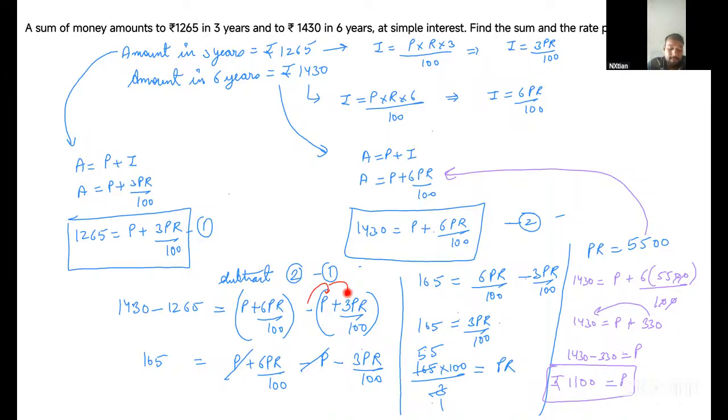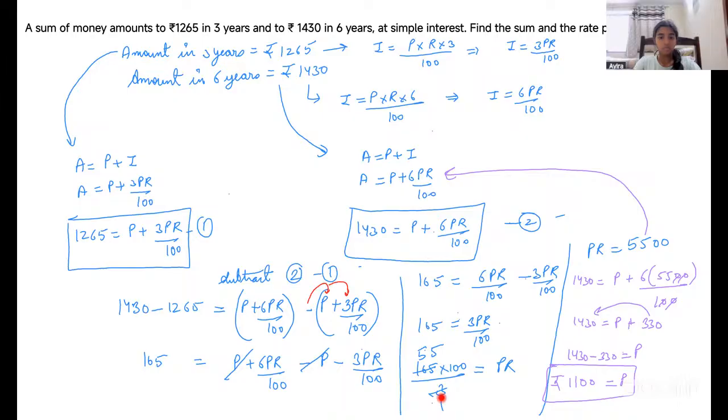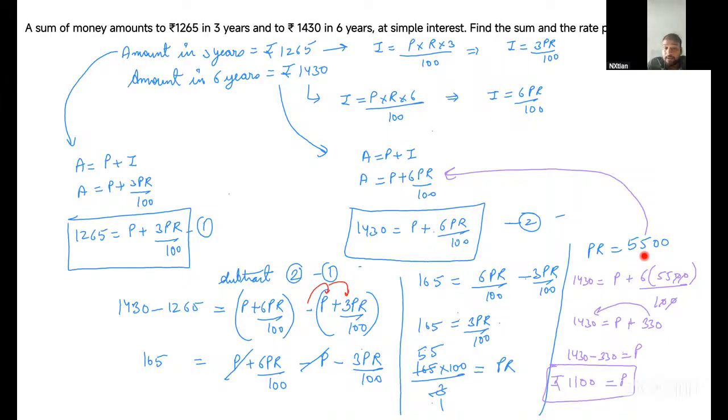So this plus P and minus P will become 0, and 6PR upon 100 minus 3PR upon 100 will become 3PR upon 100. Now 165 is equal to 3PR upon 100. Then I calculated and got PR as 5500. P into R is 5500. And I put the value of PR into this equation. Instead of PR, I wrote 5500.